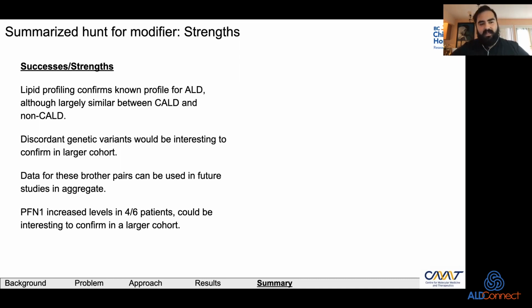We also believe that the data for these brother pairs can be used in future studies by aggregating our analysis and our data set with future larger data sets, or to confirm other hypotheses generated from smaller studies. We also found it quite interesting that we confirmed PFN1 overabundance in 4 out of 6 patients, and it could be interesting to confirm in a larger cohort.